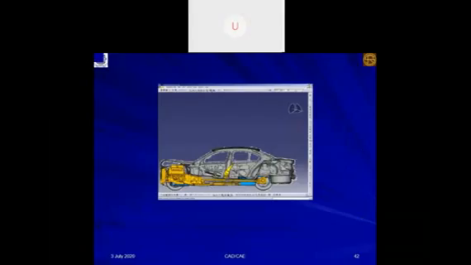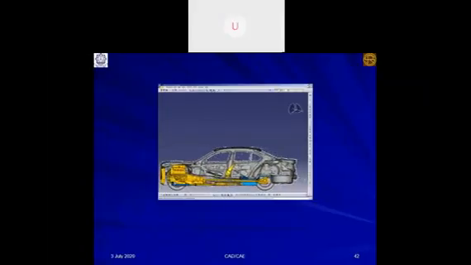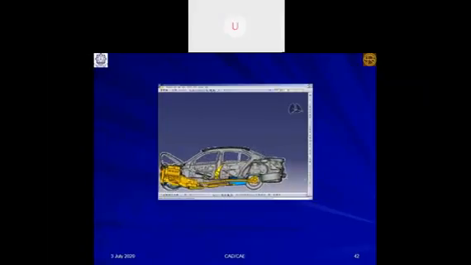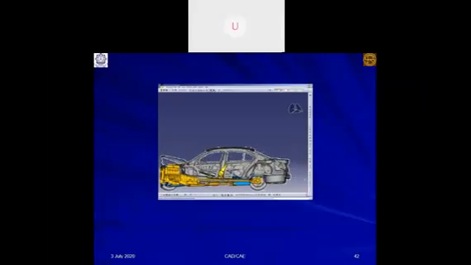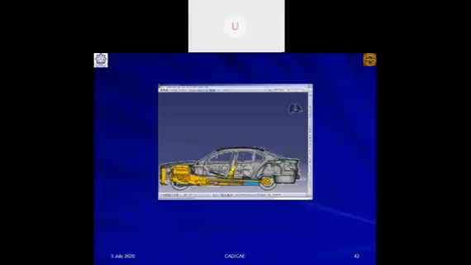Here the crashworthiness test has basically been done by a finite element solver. So this is basically an application of a CAD model along with the finite element solving tools. Other than that, I would like to show a few more examples.